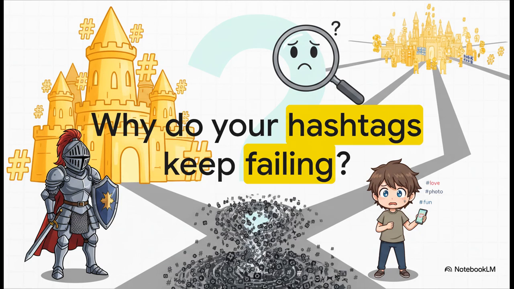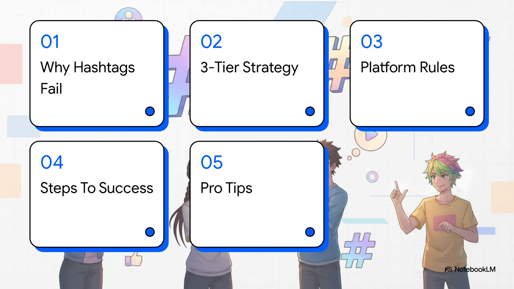So if they're so incredibly powerful, why do your hashtags keep failing? You spend hours creating a piece of content, you add a bunch of popular tags, and nothing happens. Well, if you're just guessing, if you're using tags that are way too broad or insanely competitive, you are essentially guaranteeing that all your hard work gets buried immediately under millions of other posts. We're going to fix that today.